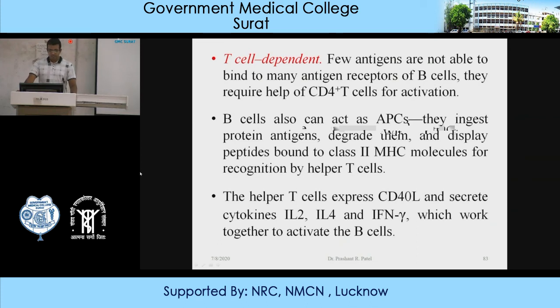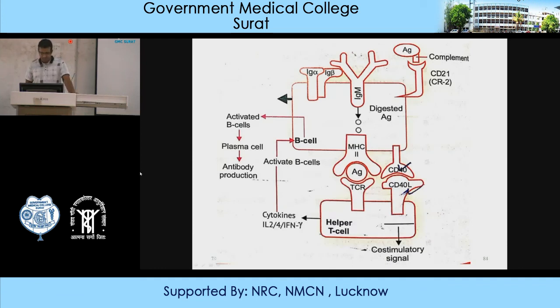The B cells, which also act as antigen presenting cells, ingest protein antigen, degrade it, and display this peptide bound antigen with the help of class 2 MHC molecules for recognition by helper T lymphocytes. These helper T lymphocytes express CD40 ligand and secrete cytokines like interleukin 2 or interferon gamma, which work together to activate the B cells. This diagram shows activation of B lymphocytes. After activation, they secrete various antibodies by conversion into plasma cells.